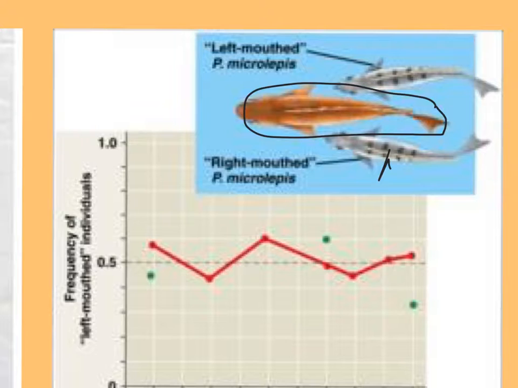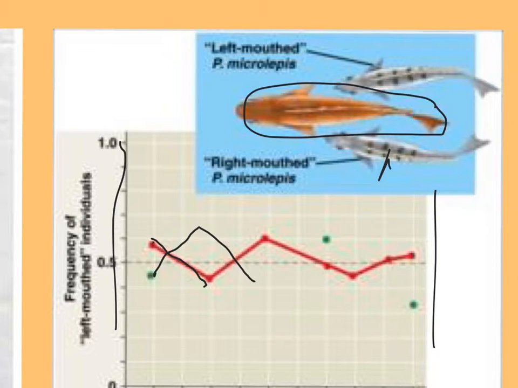So, where am I? Okay. So this is left mouth individuals. Over here is, we'll say, right mouth. But as left mouth individuals are common, their actual fitness goes down, and right mouth becomes more common. So here's the right mouth individuals. And it goes like this. Okay? Another good example of that is with salmon.